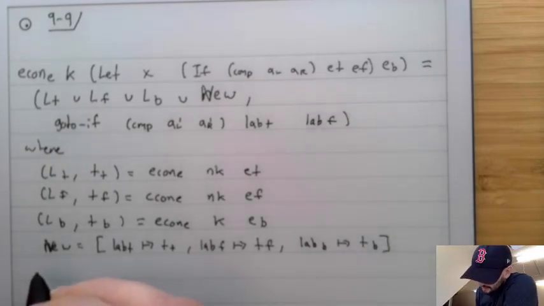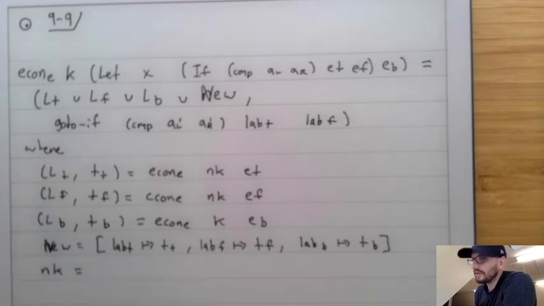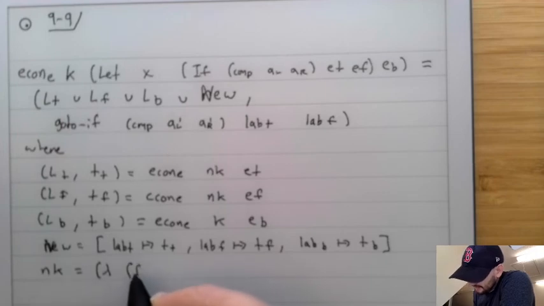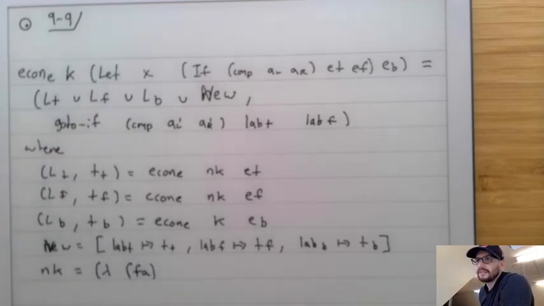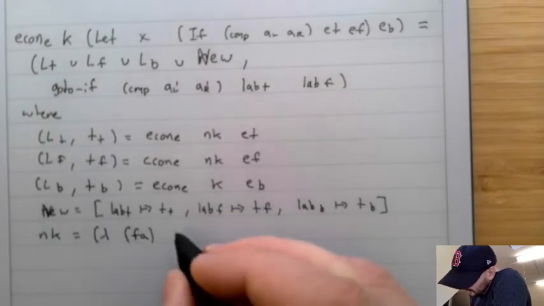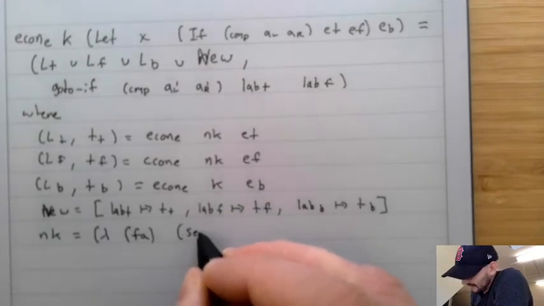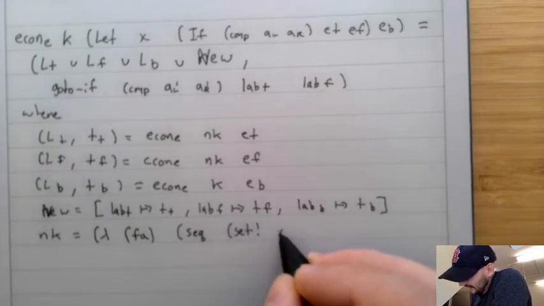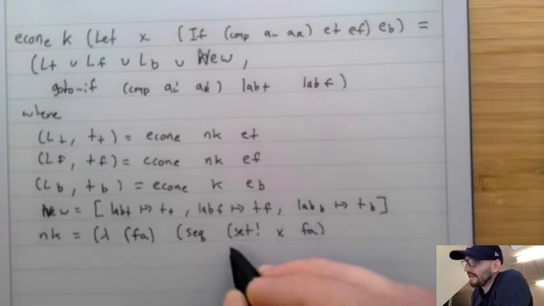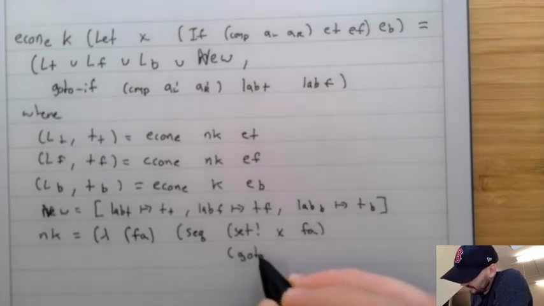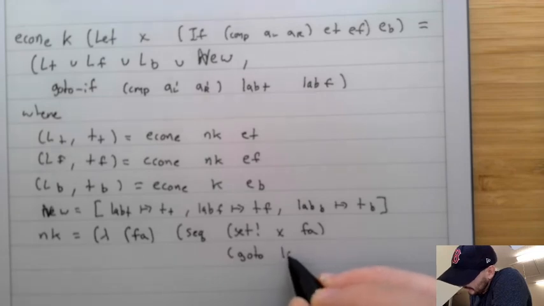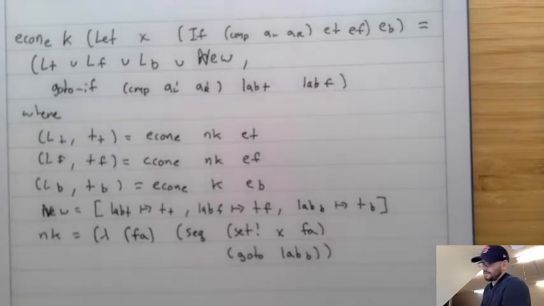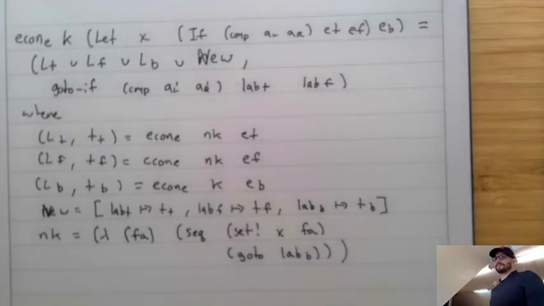And now the exciting part, the new K. The new K looks like this. It is going to be a lambda that takes whatever the final argument is, and what it does is it's going to return a sequence with a set of x to fa, and then a goto of the label for the body. And then we'll close that.